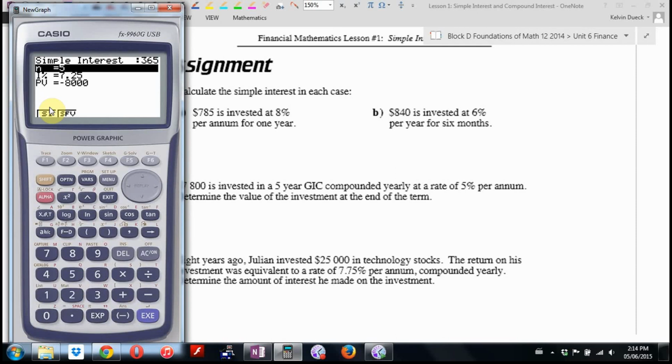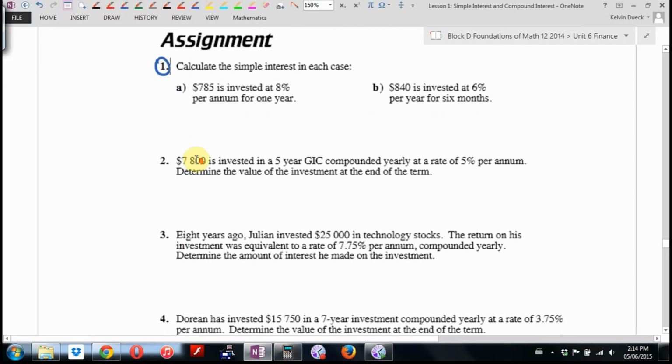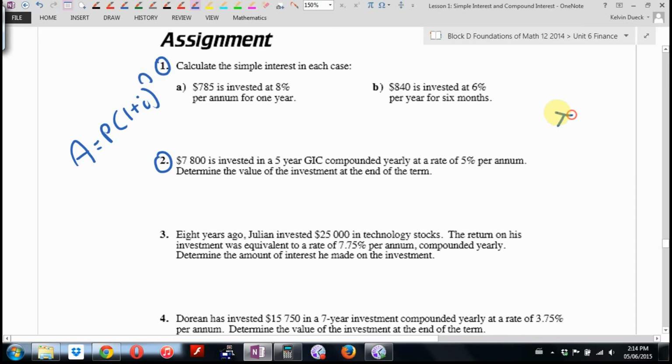So, okay? What's your homework? Number 1. That's the only simple interest. From here on in, it's compound. And you can either use A equals P bracket 1 plus little i to the n, or you can use the TVM. I don't care. Just check your answers if you're using the TVM, because there are some quirks and some glitches.